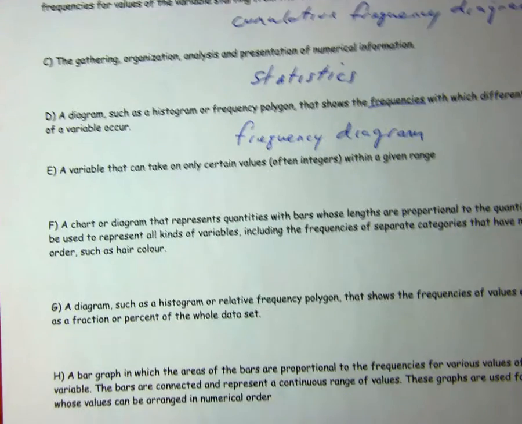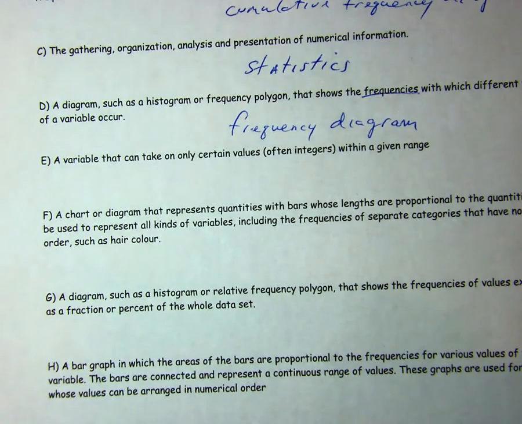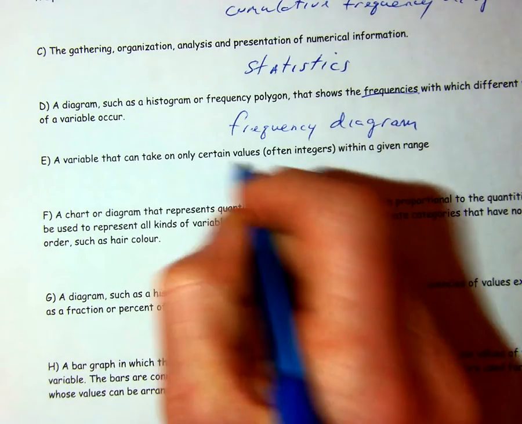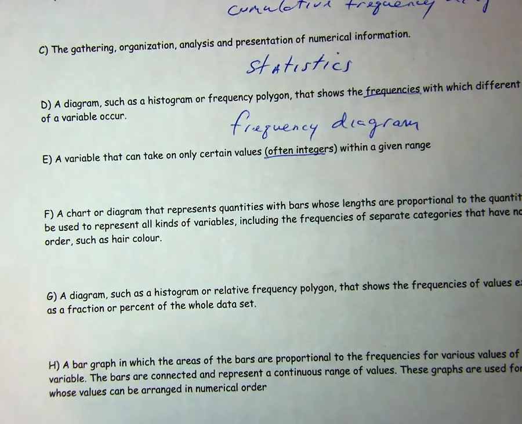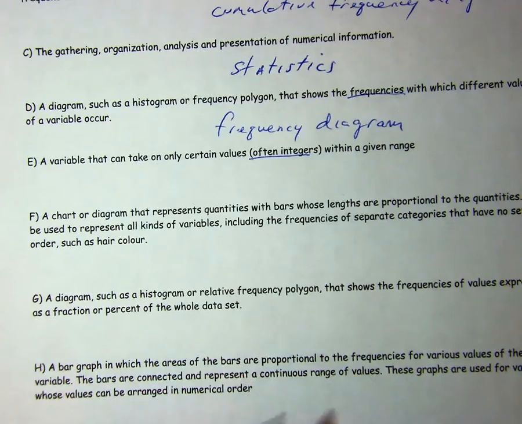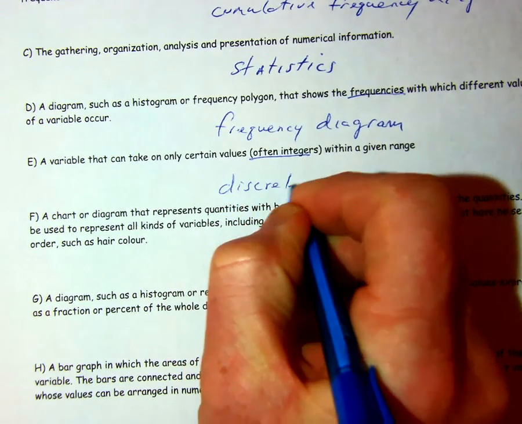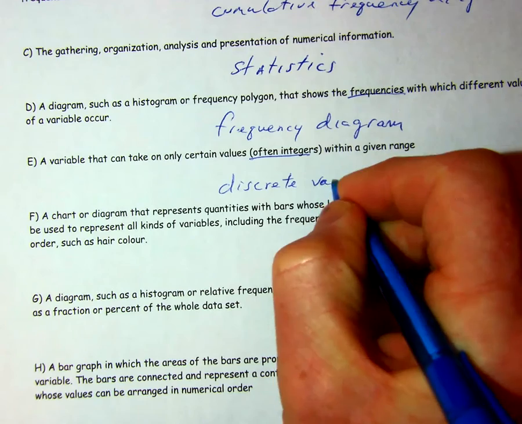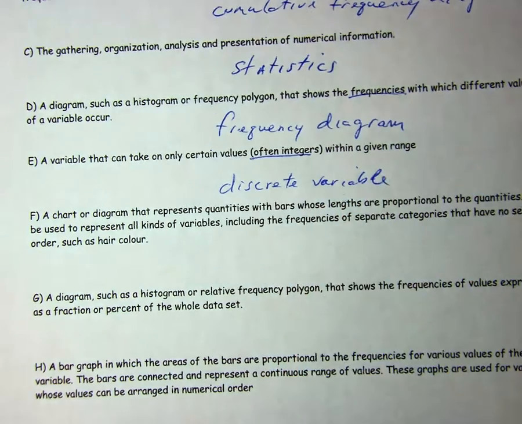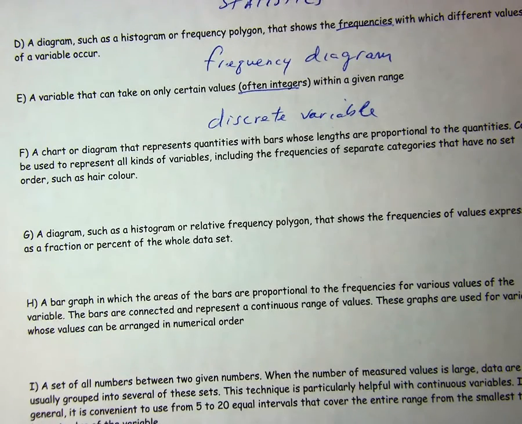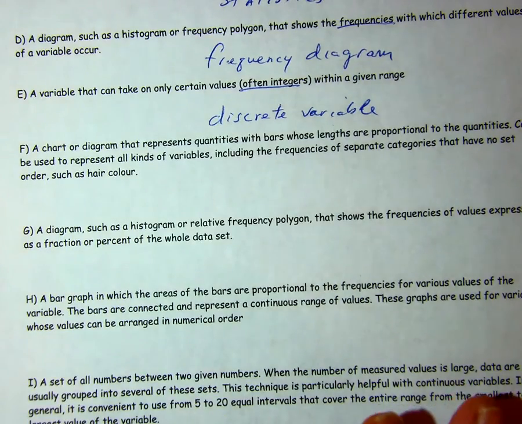E, a variable that can take on only certain values, often integers within a given range. So it's mostly integers, but it doesn't have to be integers. But the idea is it's not continuous. So if it's not continuous, you guys know the answer. I'm just not going to take too much time here. It's discrete.